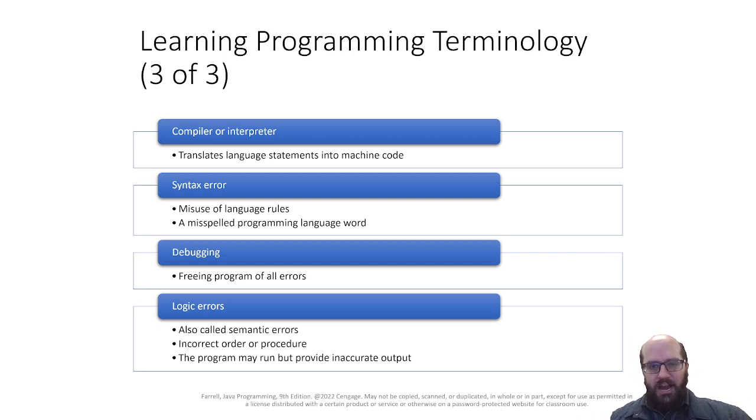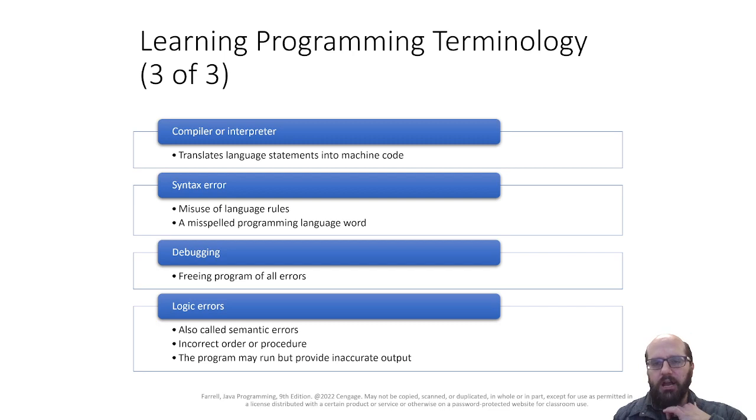Compiling a program takes the entire program and converts it into bytecode or some other code that will eventually be executed by the computer using it. An interpreter translates language statements one line at a time.